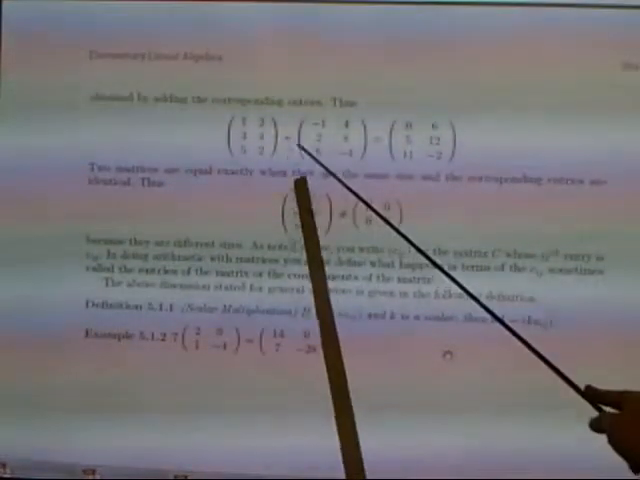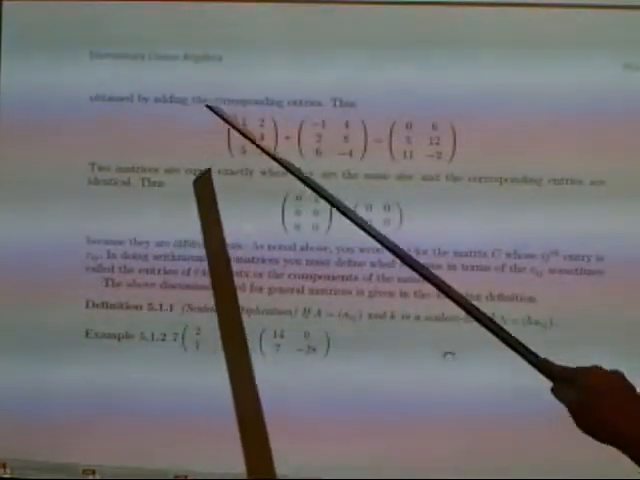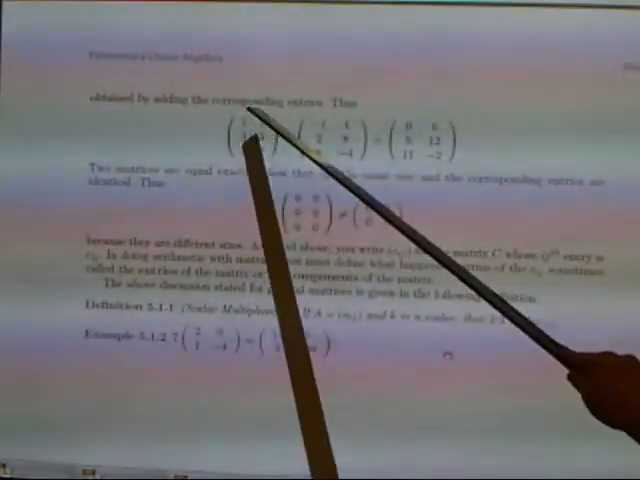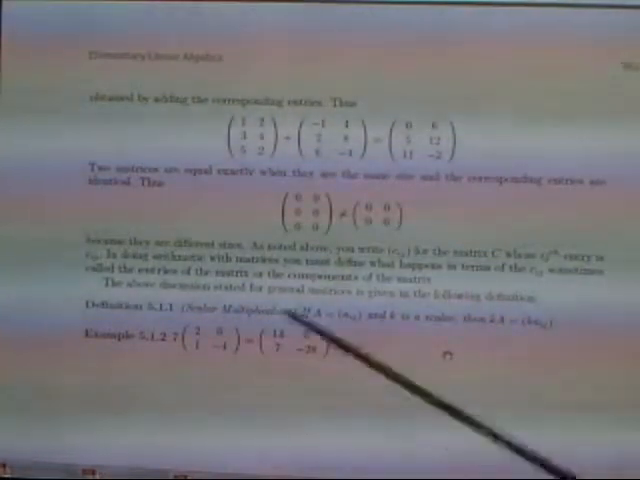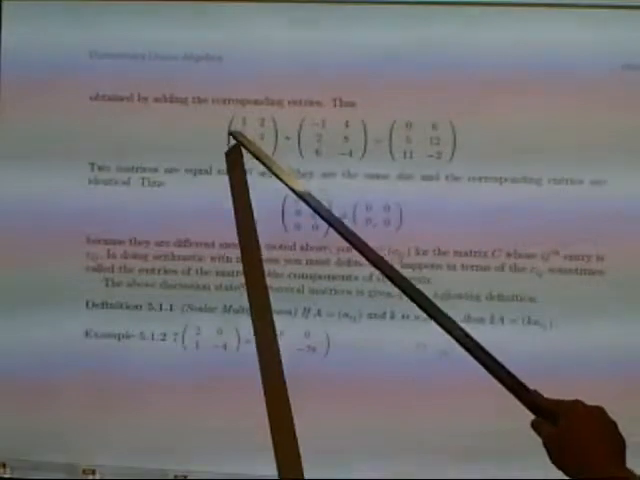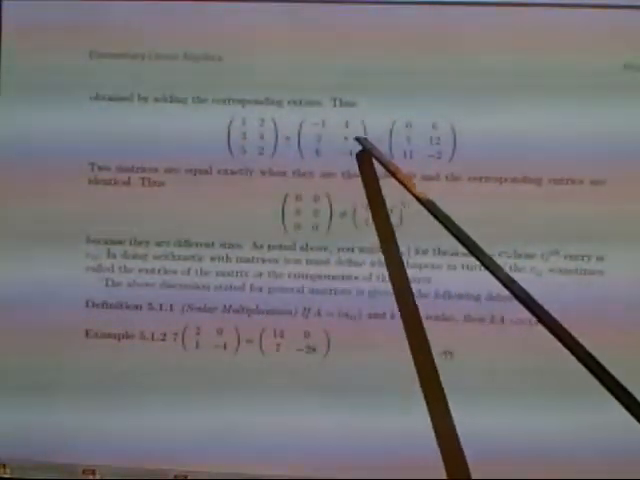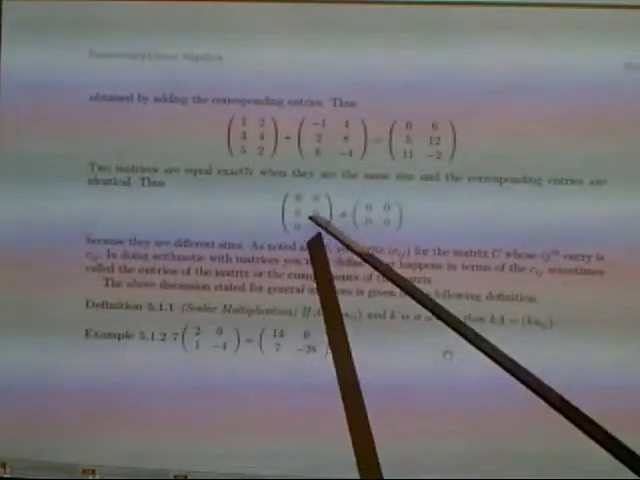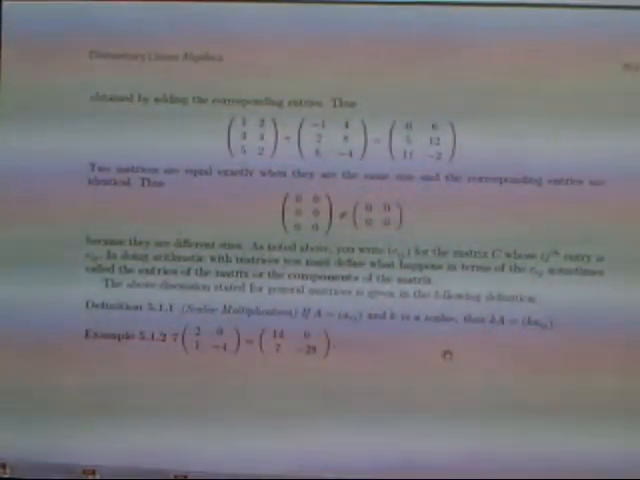Similarly, we can also add these two matrices. In this case, you add 1 and minus 1, you get 0. 2 plus 4, you get 6. Similarly, 3 plus 2, you get 5, and 4 plus 8, you get 12. This is the addition of the matrices. And this matrix and this matrix are not equal.